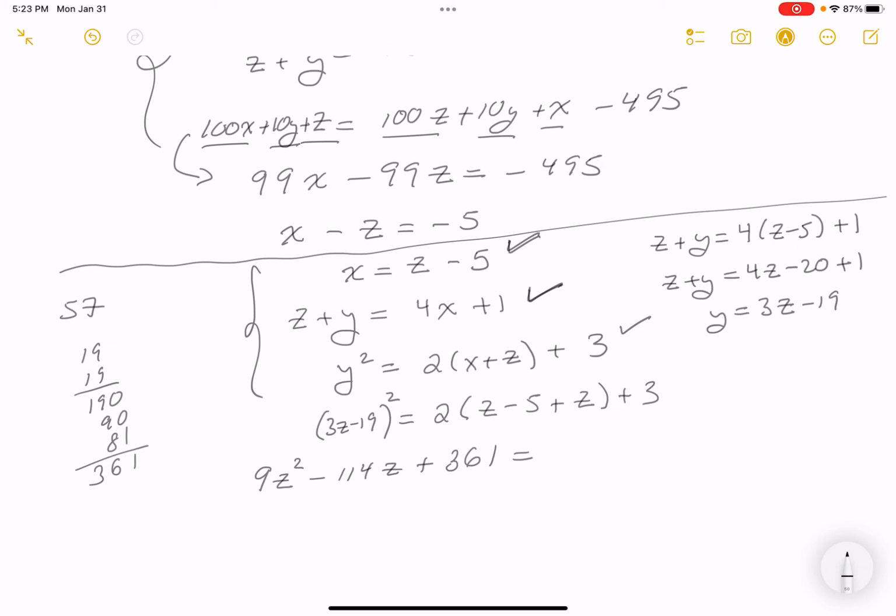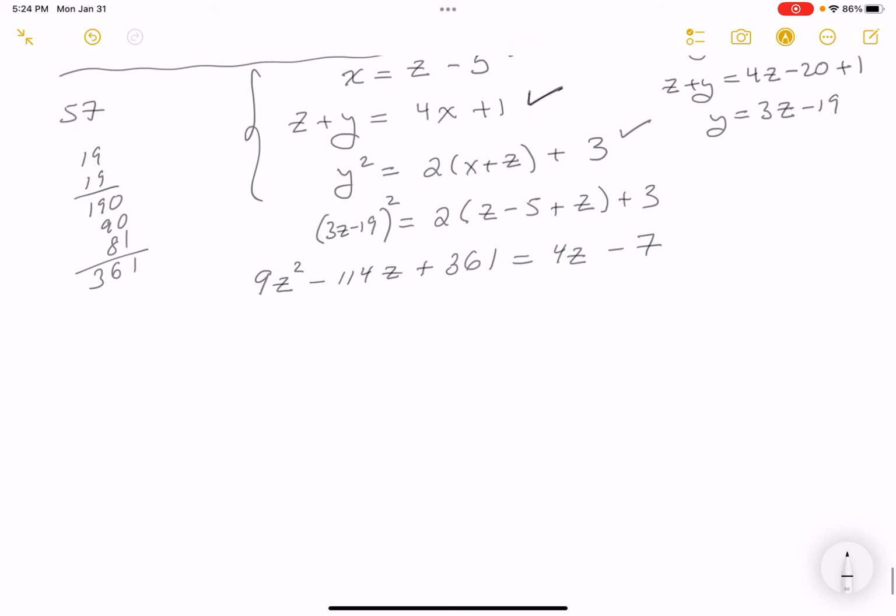Equals, well, I think I can do this without too much work. That's 2z, so it's 4z. Minus 10 plus 3 is minus 7. I got to keep moving forward, and it doesn't look easy, I'll be honest with you. And that's going to be what? Minus 118z plus 368 equals 0. Now, certainly I understand some people look at that and say, oh, I need to take a break.